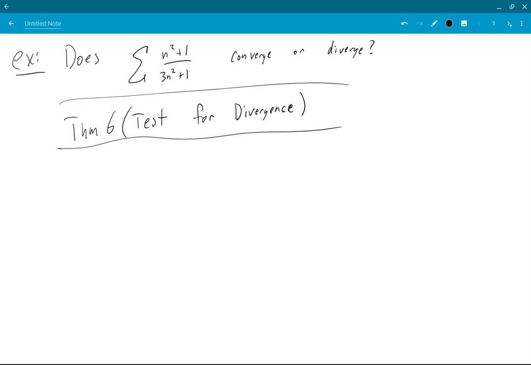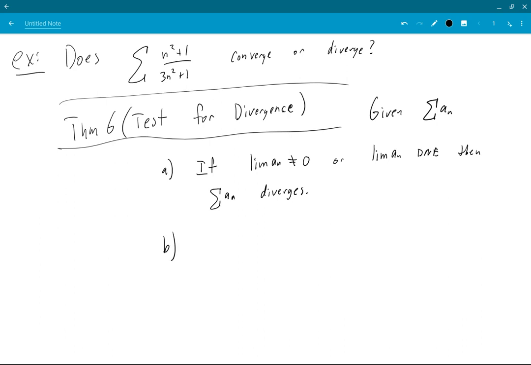So what does this test say? Okay, we'll start by saying given a series, summation a n, if the limit of the sequence, limit an, is not zero, or if the limit just doesn't exist at all, then summation an diverges.